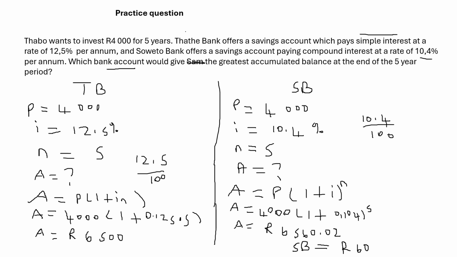So meaning Soweto Bank is the bank that you will advise Thabo to use, because he gets more amount than if he uses Tata Bank. But yeah, it's still a lot of money. You can do some bit of traveling, moving around, or going to a mall and buy some food with that amount. Even though it might look small, it's still a lot. So the advice will be to advise Thabo to use Soweto Bank because it's giving him more money.